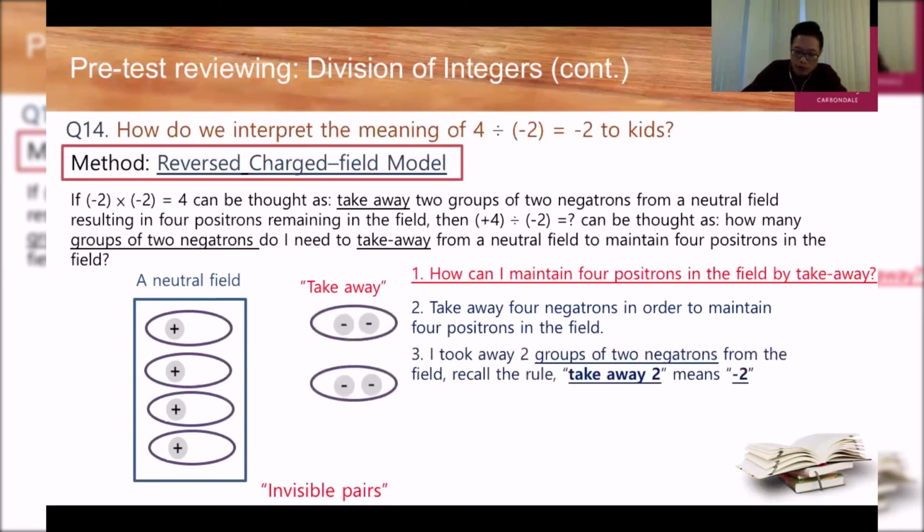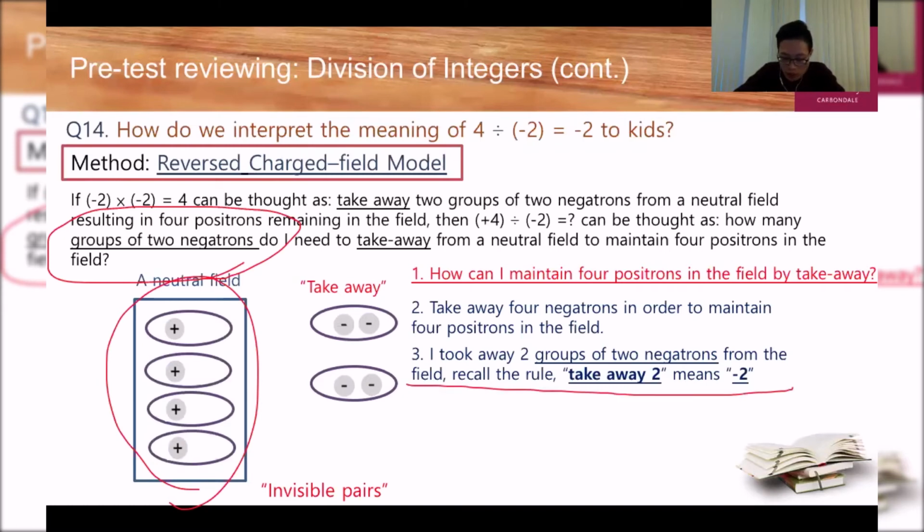Back to the question: how many groups of 2 negatrons do I have to take away? Here are 2 groups of negatrons I already took away from the field, so that I can maintain the field at 4 positrons, right? So here we see this one. I took away 1 and 2 groups of 2 negatrons from the field.